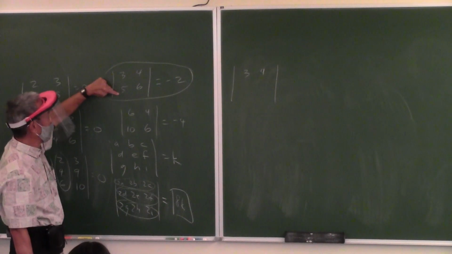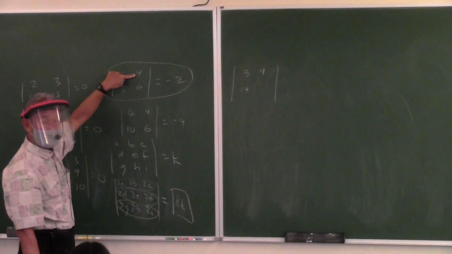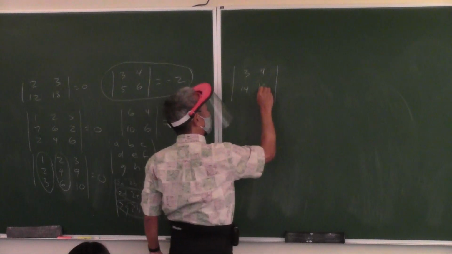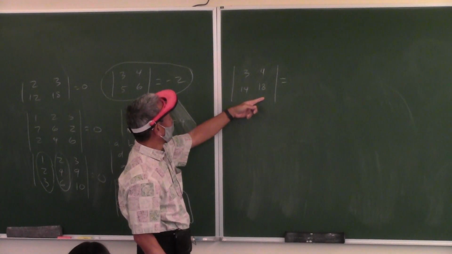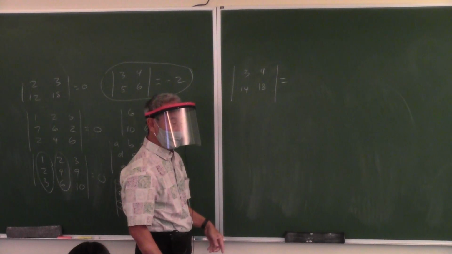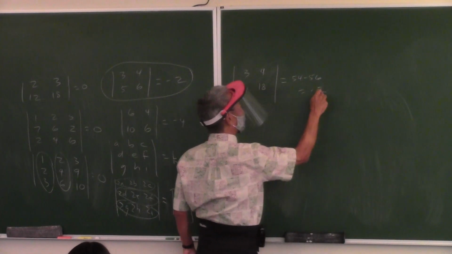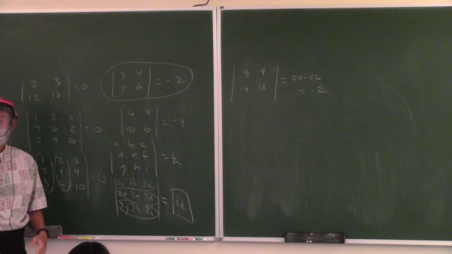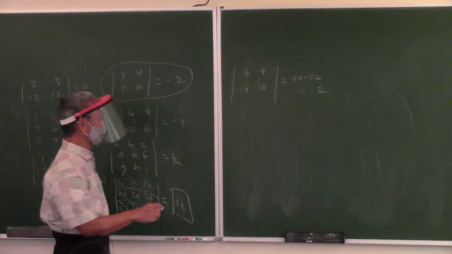Can we do this in your head? And then add it to that. 14. Multiply this by 3, add it to that. You get 18. What's the value of the determinant now? 54 minus 56. Okay, some of you are going, wait, I can't do the 54 minus 56. That's -2. See, it's the same. It didn't change. Some of you are going, so what? Well, you'll see why this is important in a minute.